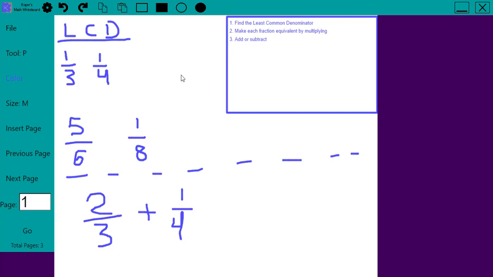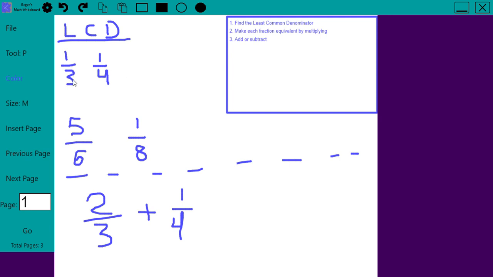Alright, so when you're adding and subtracting fractions with unlike denominators, the first thing you're going to have to do is find the least common denominator. Basically, the least common denominator is the smallest number other than 0 that both these denominators divide evenly into. So, let's practice finding the LCD in case some of you forgot.